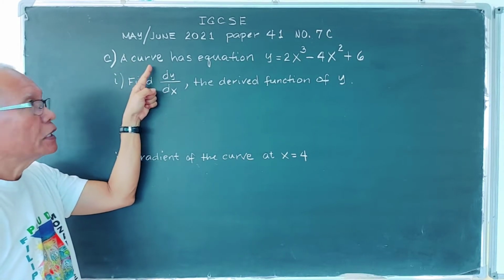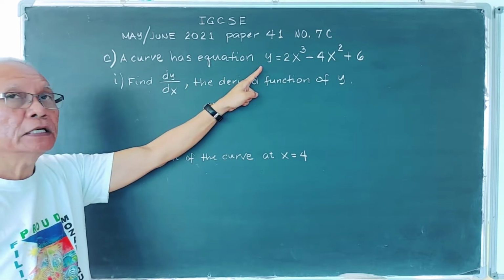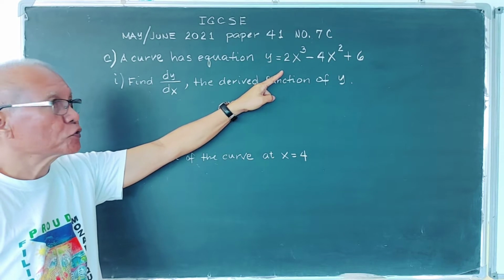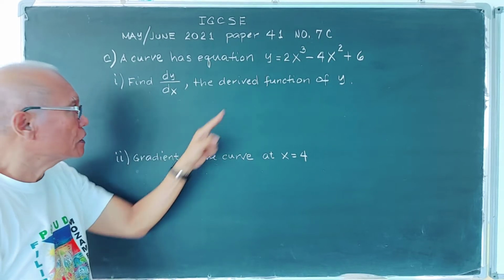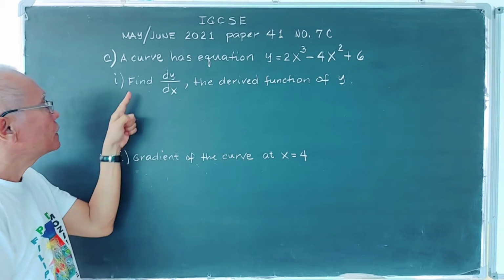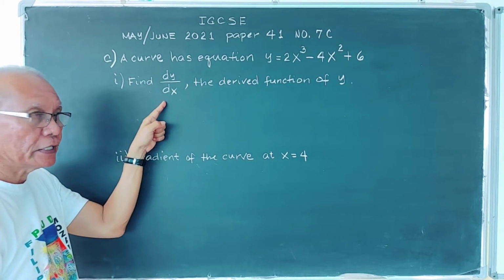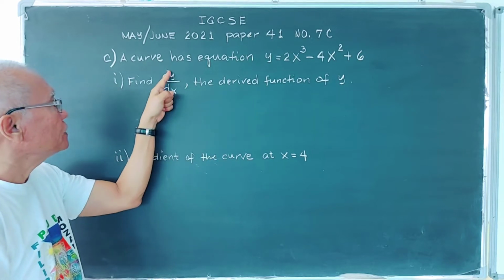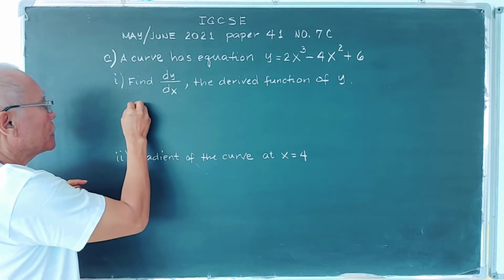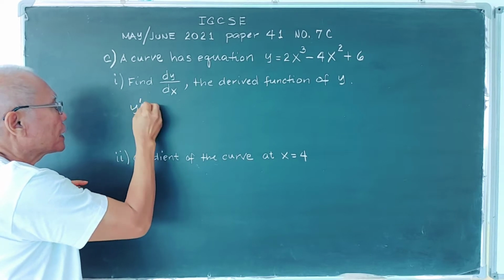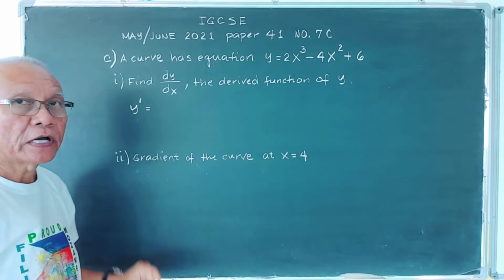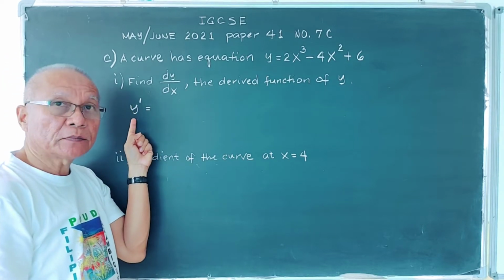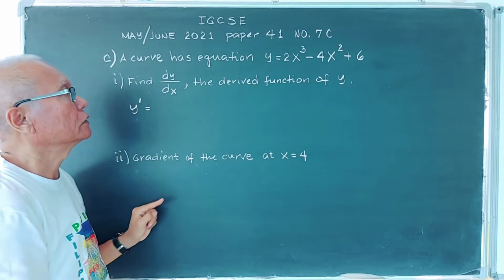A curve has equation y is equal to 2x cubed minus 4x squared plus 6. Question I. Find dy over dx, the derived function of y. When you say dy dx, we can write that one also as y prime. So we are going to differentiate this function. The y prime is the slope.